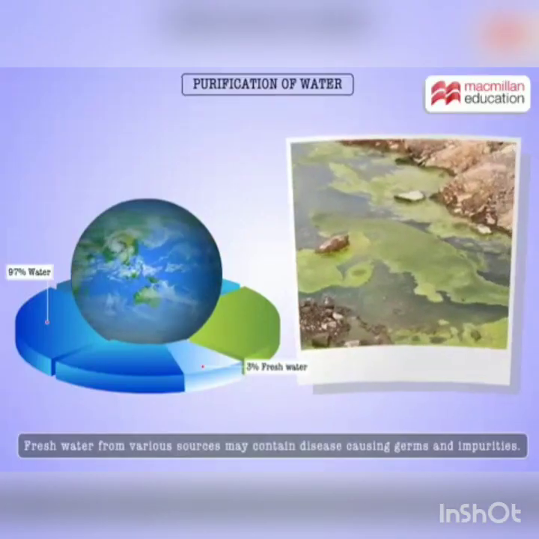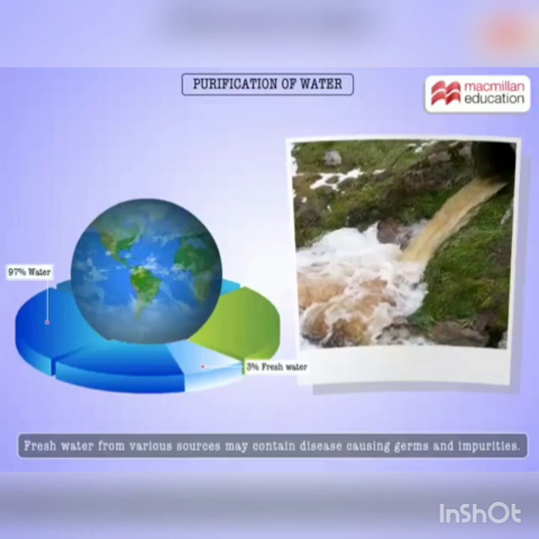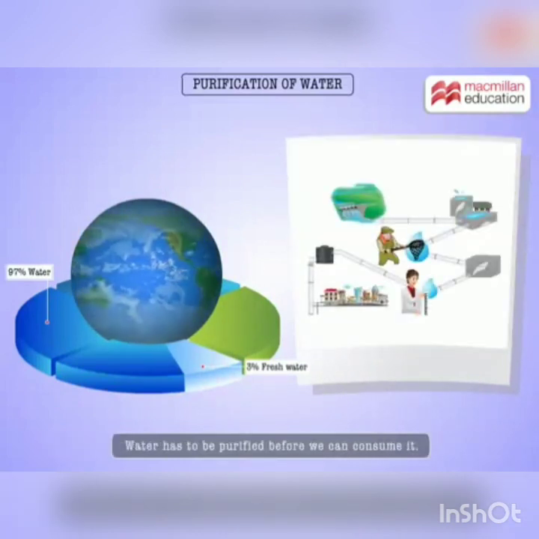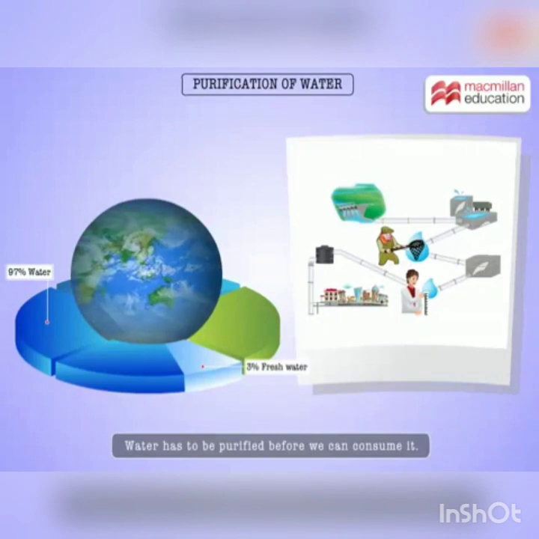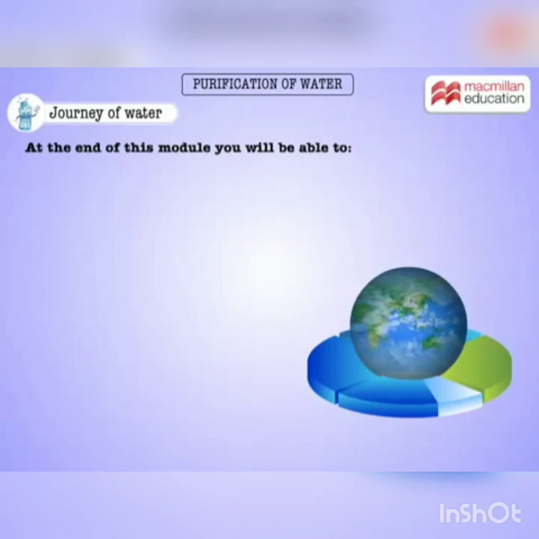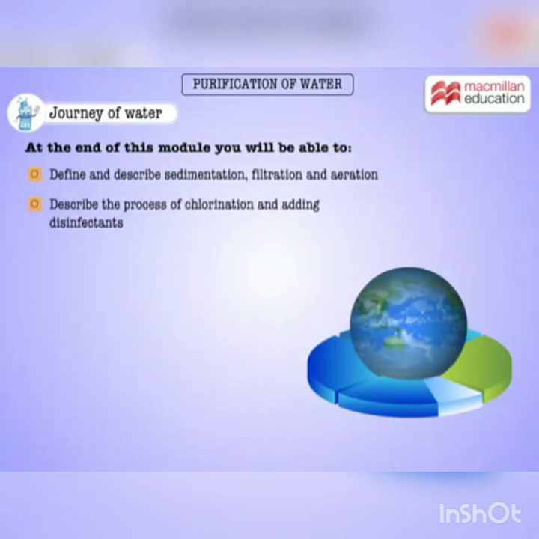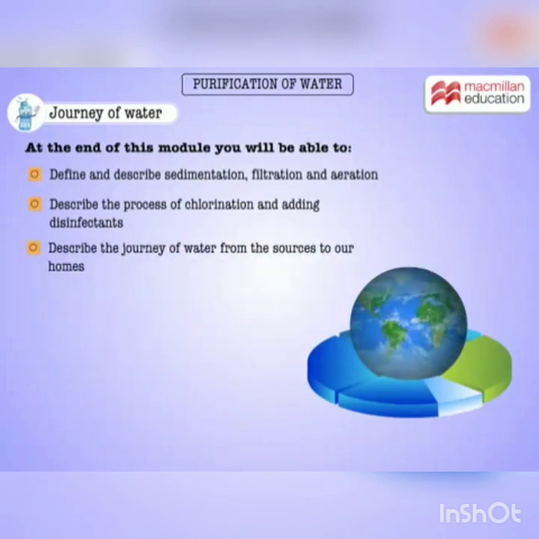Fresh water from various sources may contain disease-causing germs and impurities. Large-scale water purification is done before it reaches our homes. So, let's see the journey of water before it reaches our home. At the end of this module, you will be able to define and describe sedimentation, filtration, and aeration, describe the process of chlorination and adding disinfectants, and describe the journey of water from the sources to our homes.